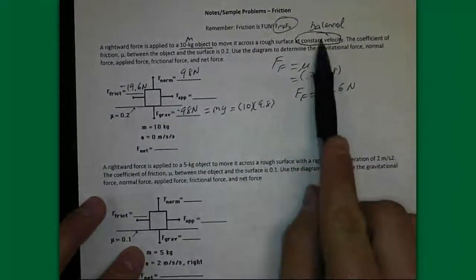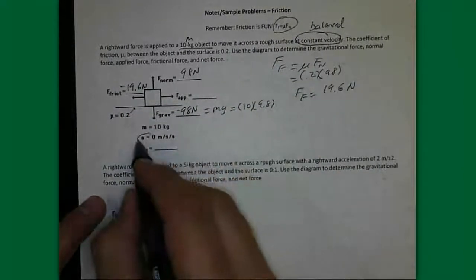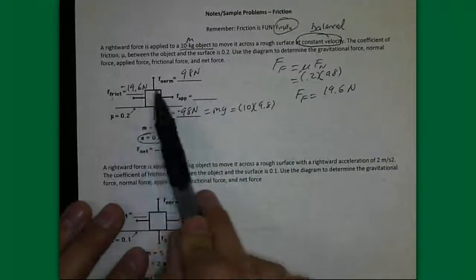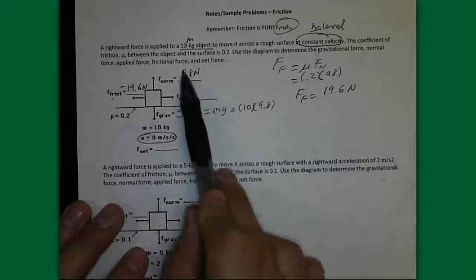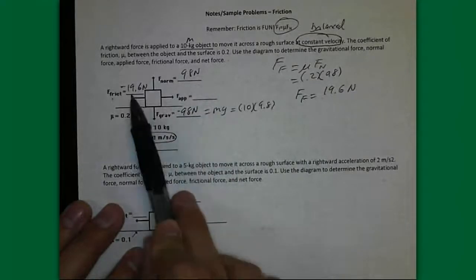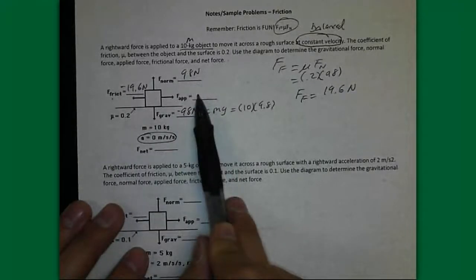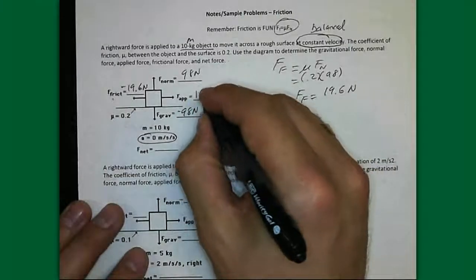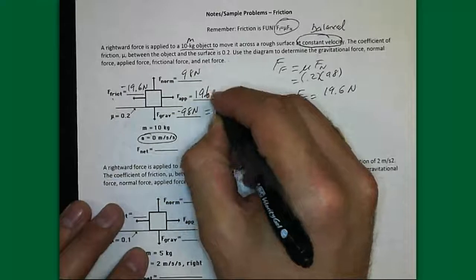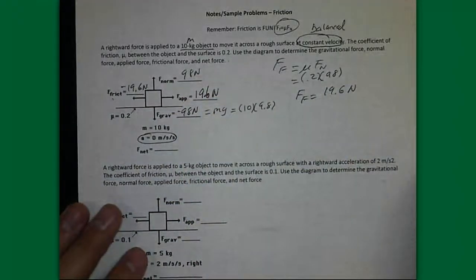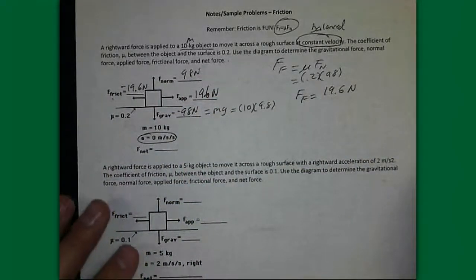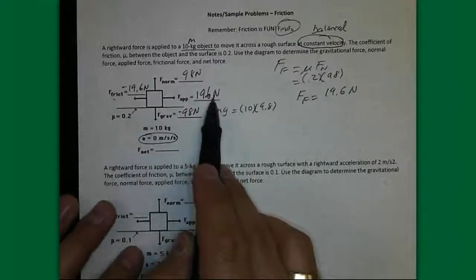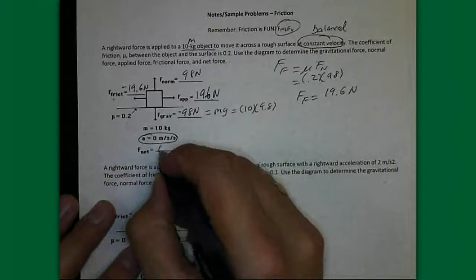And if we have constant velocity, acceleration is 0. That means the forces must be balanced in all directions. We have balanced forces in the y direction, and in the x direction they have to be balanced as well. Negative 19.6 over here, and it's going to be positive 19.6 to the right. Okay. Net force is just the addition of these two. 19.6 plus a negative 19.6 gives me 0.